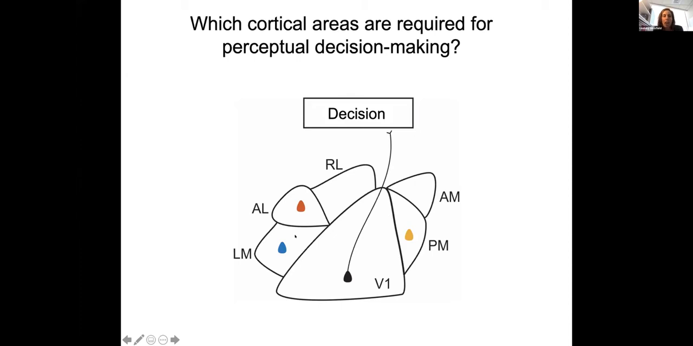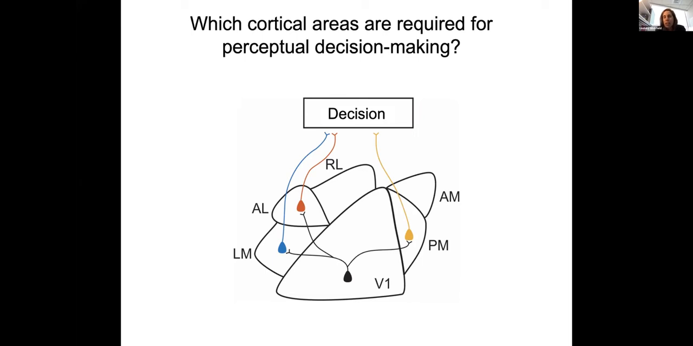Alternatively, we might imagine a hierarchical structure where V1 projects to LM, which is a V2-like area, which then sends its information to these decision-making areas. Alternatively, there could be a divergent input to both LM and AL, or you could have a fully distributed network where this information essentially is both present and used across the entire brain.